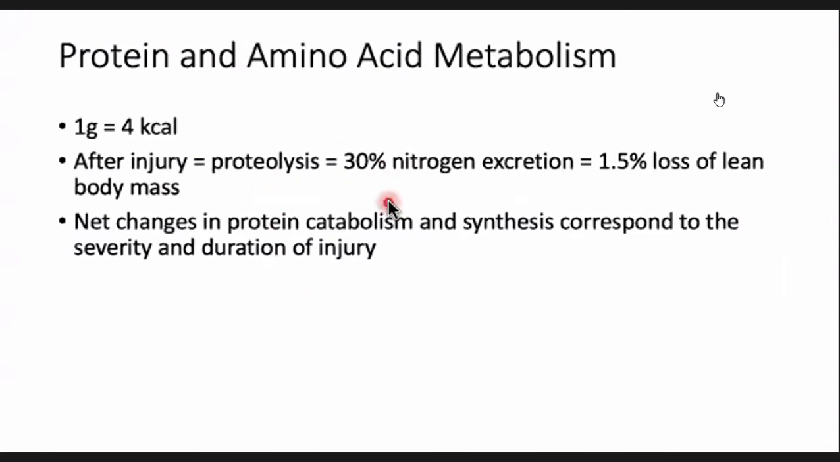1 gram of protein will give you 4 kilocalories as mentioned earlier. So after injury, there will be proteolysis, 30% nitrogen excretion of the body, and 1.5% loss of lean body mass. Without nutritional supplementation, the body will lose approximately 1/4 to 1/3 of its lean body mass per day. There will be changes in protein catabolism and synthesis that correspond to the severity and duration of injury.